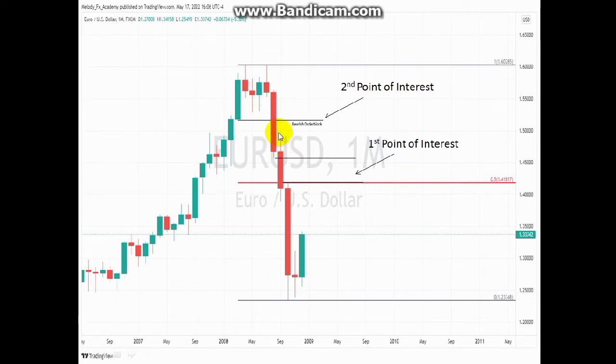Okay, why are we using this candle? Why not this? Because this is actually in the range of this candle. Okay, so when we have a situation like this, and we have a candle that is inside the range of another, okay, we'll use the biggest one.